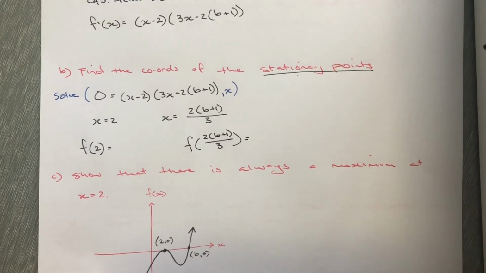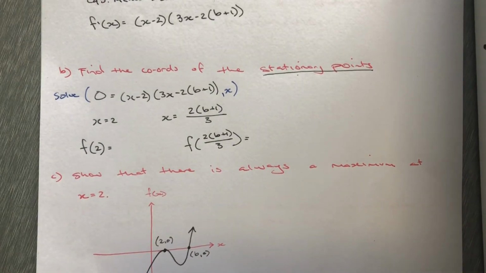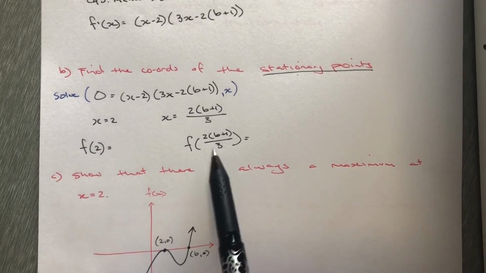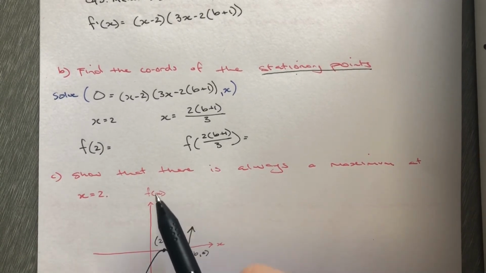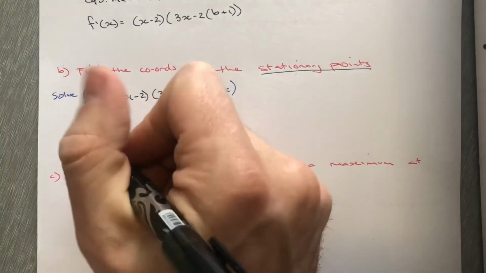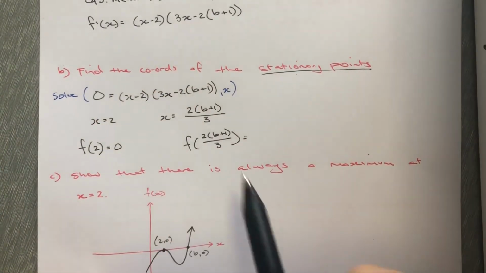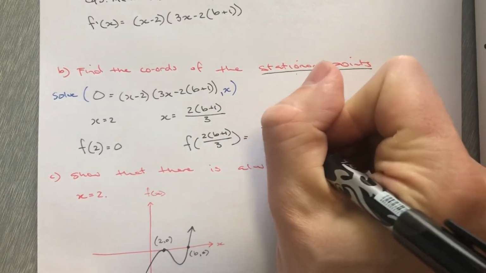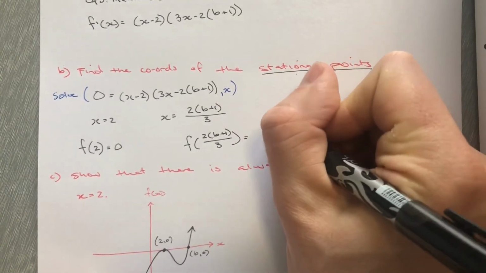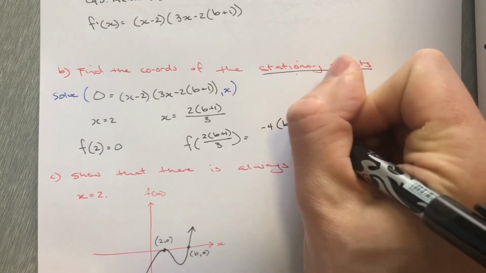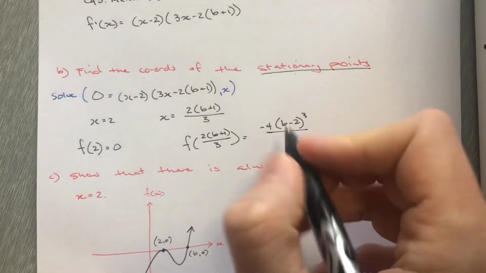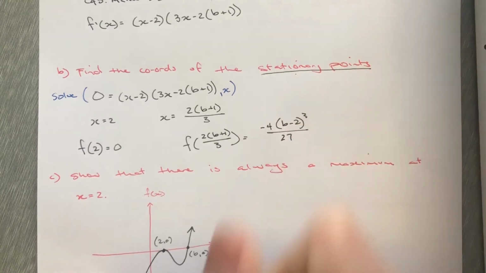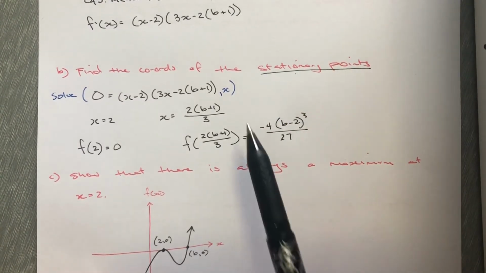So I'm going to really quickly do that on my calculator. A quick way to do it would be defining f and then writing f of 2 in and this one in as well. So if you do that, you're going to end up getting that f of 2 is 0, and this one here ends up being this, which is a little bit more complicated. 27.